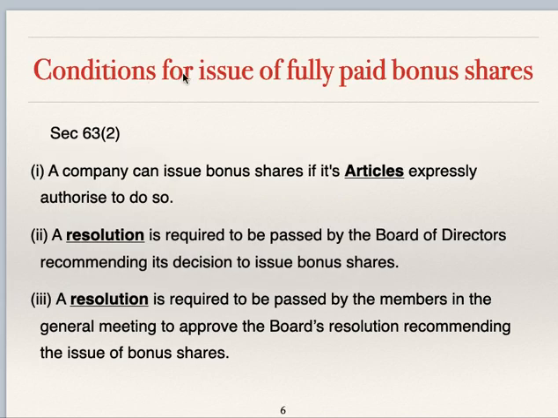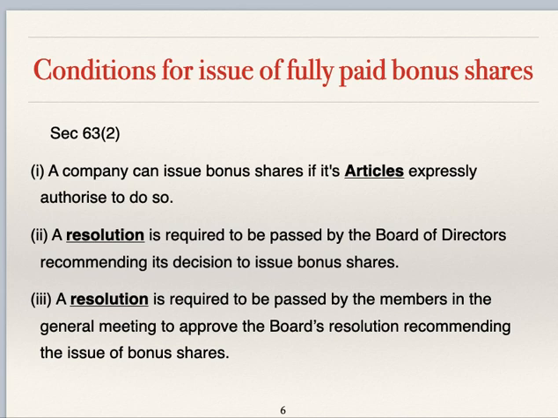There are certain conditions to be fulfilled for issue of fully paid bonus shares as per section 63 subsection 2 of the Companies Act. We'll see these conditions. A company can issue bonus shares if its articles expressly authorize it to do so. A resolution is required to be passed by the Board of Directors recommending its decision to issue bonus shares. A resolution is required to be passed by members in general meeting to approve the board's resolution recommending issue of bonus shares. So these three conditions I will explain to you in short.